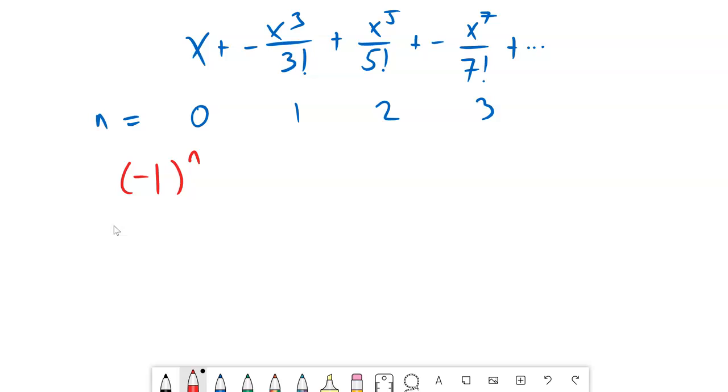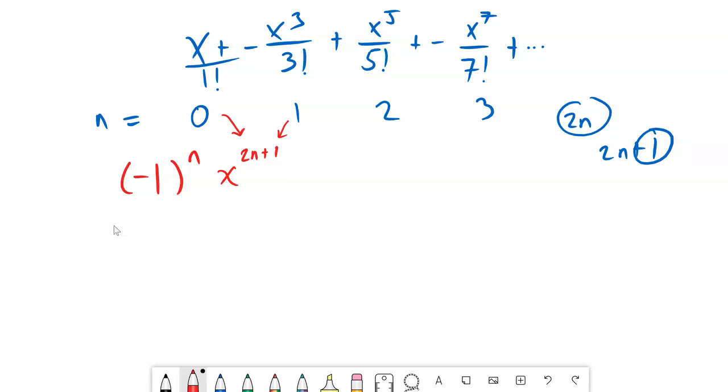Okay, now what? We are looking at odd stuff, right? All the exponents are odd, all the factorials are odd. So how do you represent something odd? Well, we look at a pattern. If 2n is always an even number for any n, 2n plus 1 must be odd. So we have x to the 2n plus 1, and always double check that the first term is true. If we plug in n equals 0, it's going to be x to the first power, and that's true. If we plug in n equals 1, it's going to be x to the third power, which is true, and then we continue this on.